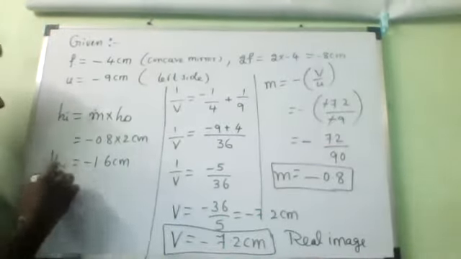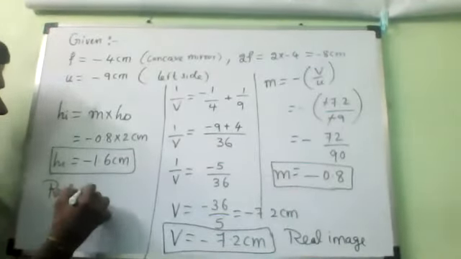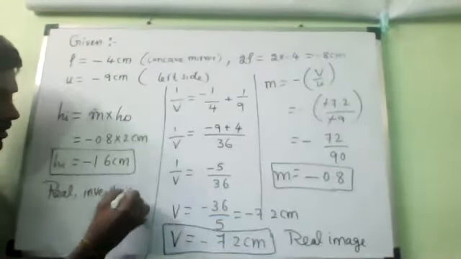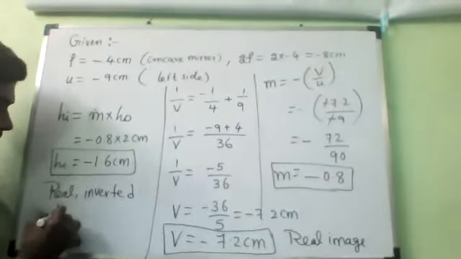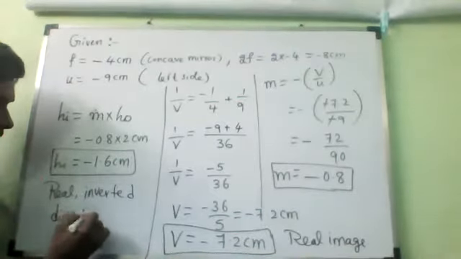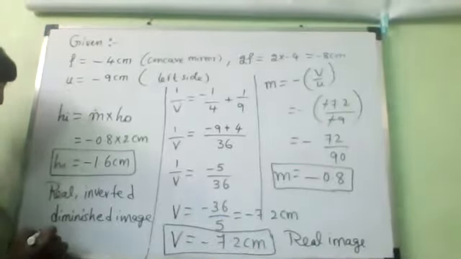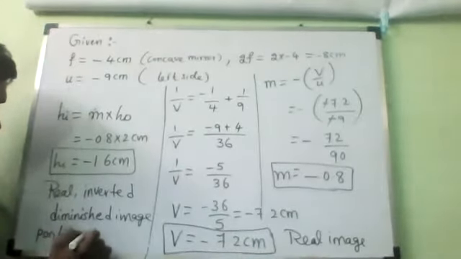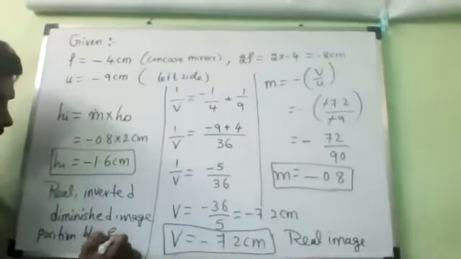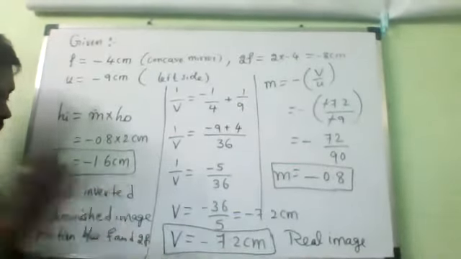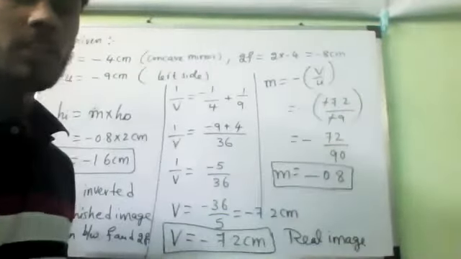As we know that the height of the image is negative, in the sense of it is what? Inverted. Real, inverted, and it is what? Less than the height of the object. Is it yes or no? So it is a diminished image. And what is the position of the image? Between C and F, between F and 2F or C. Do it, all of you. This is what you have to write at the end. Once it is completed, you tell me.